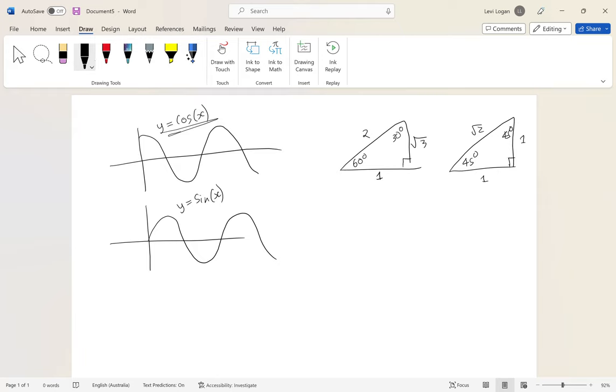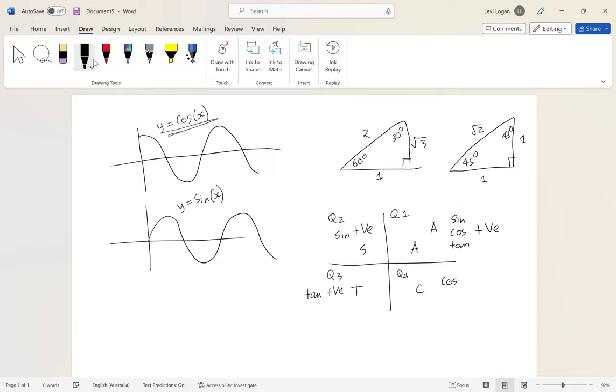And you need to be familiar with the CAST system. So this is quadrant 1, quadrant 2, quadrant 3, quadrant 4. CAST is C-A-S-T. This means the A means all of sine, cos, and tan are positive in this quadrant. In quadrant 2, this just means sine is positive. In quadrant 3, this just means tan is positive. And quadrant 4 just means cos is positive.